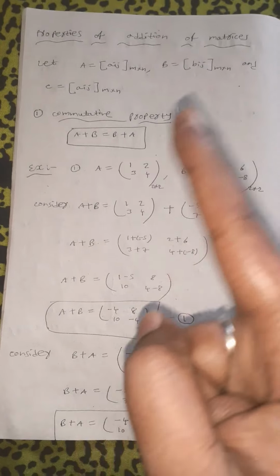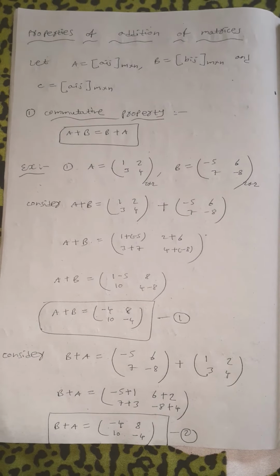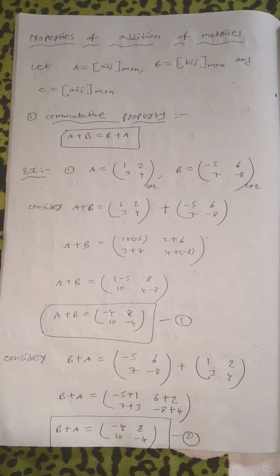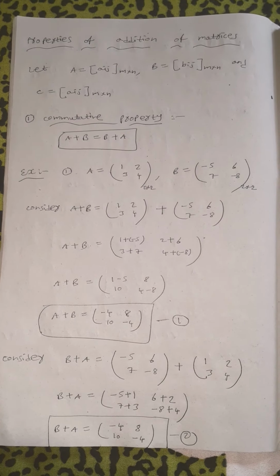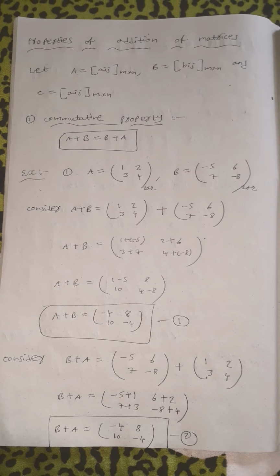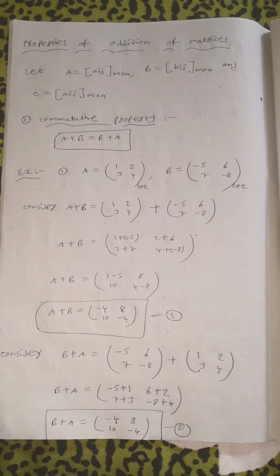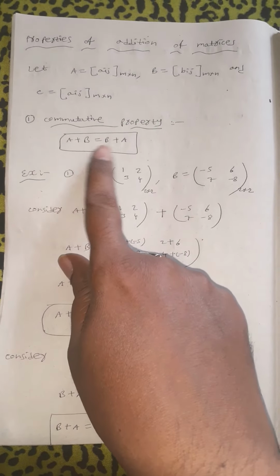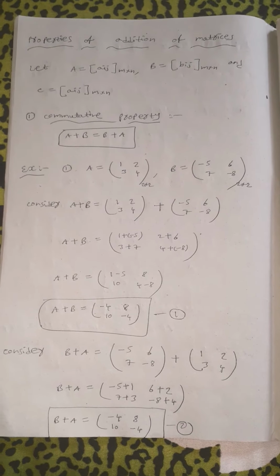First, the commutative property. These types of properties you have been studying since your 7th standard. All these properties that you studied there are the same, but according to the concept we are giving examples. That's it. Commutative property means what? A plus B is the same as B plus A. That is known as the commutative property, well known to you.